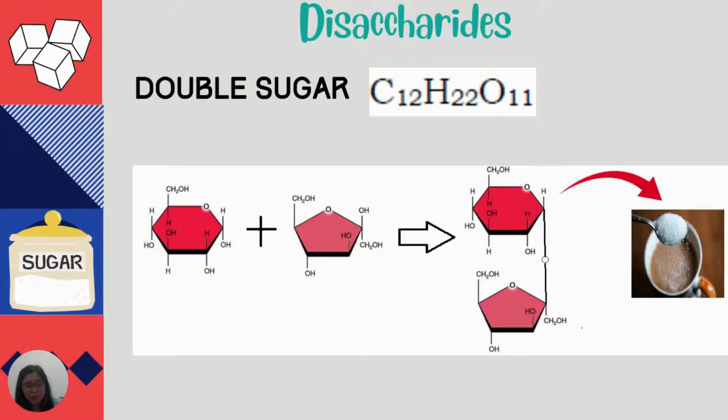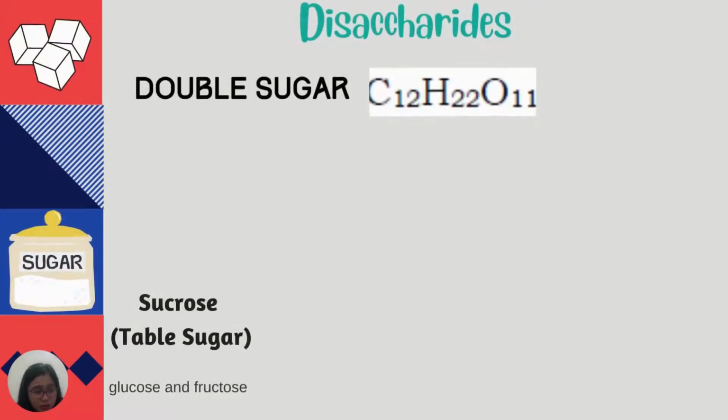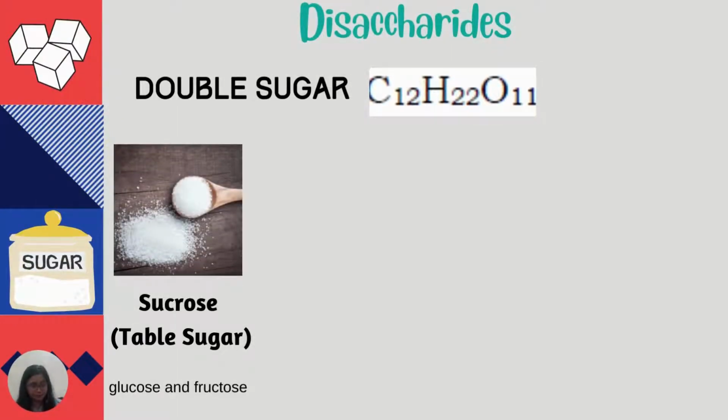The chemical process whereby two monosaccharides are joined together to form disaccharides with the loss of a water molecule is called the condensation process or dehydration synthesis. Let's have examples of disaccharides. We have sucrose. Sucrose is the common table sugar, yung ginagamit natin sa bahay natin. It is a chemical combination between glucose and fructose. So, pag kinumbine mo yung glucose and fructose, you will be having sucrose.